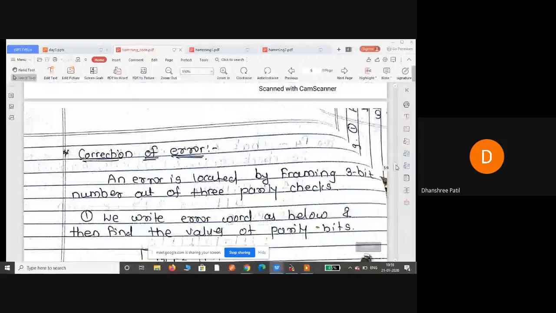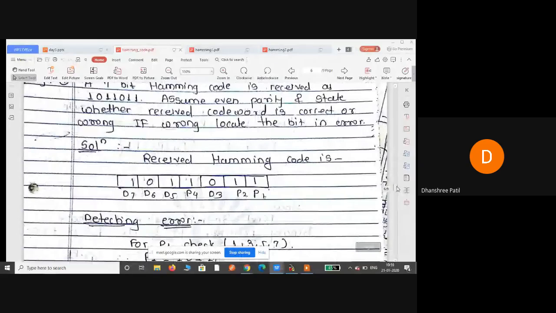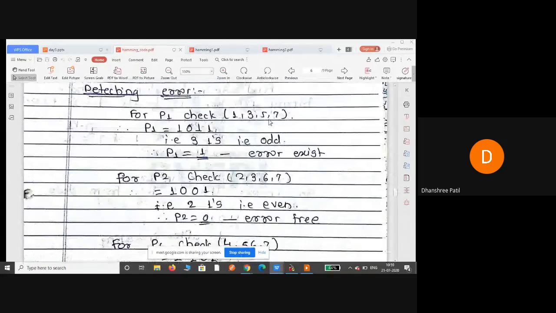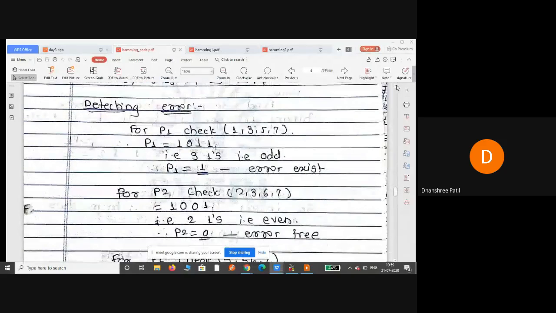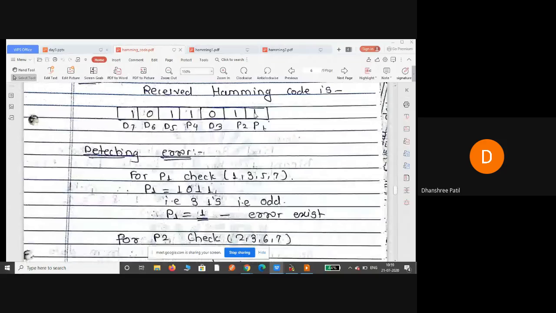Okay, so check it. For P1, check 1 3 5 7. P1 is equal to 1 3 5 7. The first bit is 1, the second is 0, then 1 and then 1. So the number of ones is 3, that is odd. Odd means an error exists, because if the number of ones is even, it means that there is no error. Okay, so one bit has an error, still we'll check the others also.